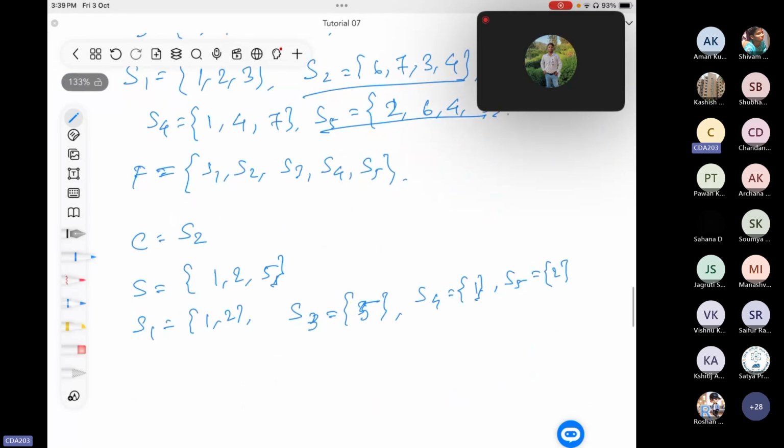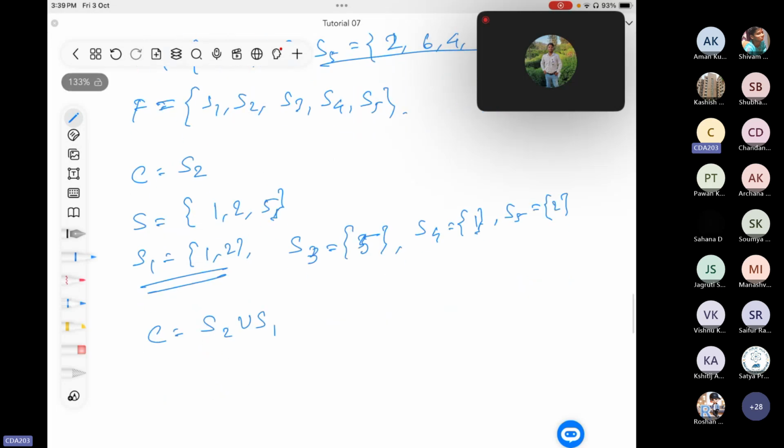So the only set we have found is this S1. So we select S1. Now C is S2 union S1. Okay. So S1 is included. Now our updated S is only 5.